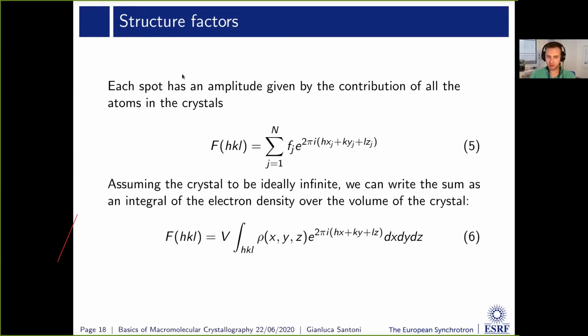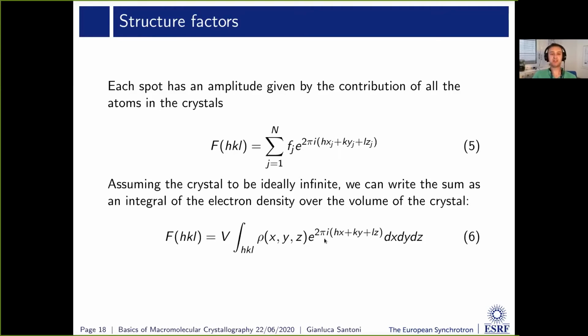So I will go very briefly here, but each spot actually has an amplitude that we can call the structure factor. The amplitude is determined by the interaction of the incident beam with all the possible atoms inside the crystal. This is what we can say here. If you assume that the crystal is ideally infinite, this sum becomes an integral, and the structure factor can be defined like this. So it's an integral over the volume of the crystal for this specific HKL of the electron density in space of the crystal.